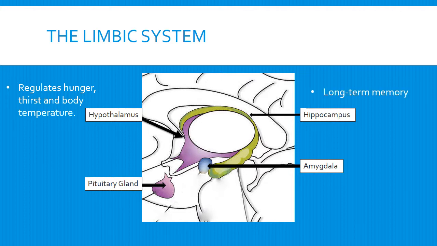The hippocampus is in charge of your long-term memory, so while you are studying for an exam, the hippocampus is the part of the brain which is working hard. The amygdala is in charge of emotions, specifically fear and anger, and the pituitary gland is in charge of regulating your hormones. So while you are moody, it's actually your pituitary gland which is in charge of that feeling.